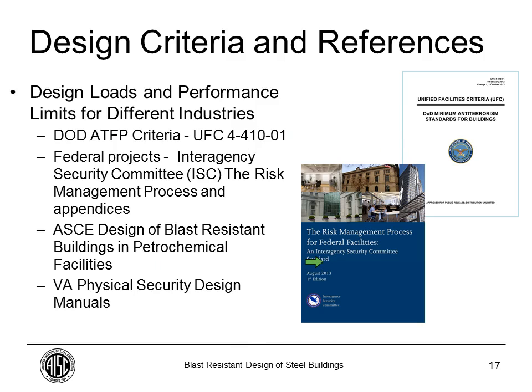And some of the other more common types of designs that involve blast resistance design are the VA facilities, which have their own set of criteria called the Physical Security Design Manuals. And finally, if you're doing petrochemical designs, you may need to use the ASCE Design of Blast Resistant Buildings in Petrochemical Facilities. These are the documents that basically define the blast requirements for the different industries. And again, once you go into those documents, you are going to find how to apply the blast loads, what the response limits are for your components, and some other requirements that are specific to that industry.